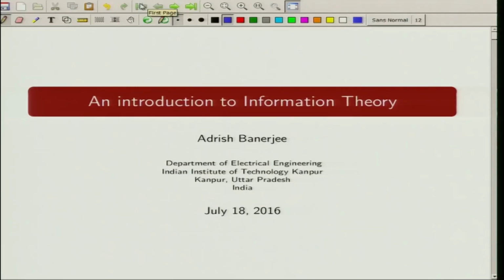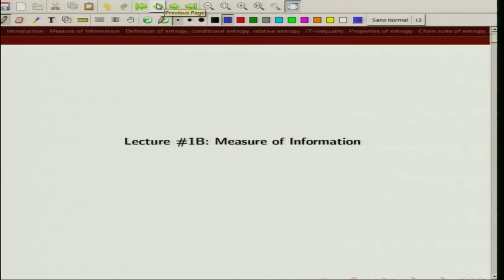Welcome to the course on an introduction to information theory. Today in this lecture we are going to talk about how to quantify information. So we will talk about Shannon's measure of information, and then we will talk about entropy.